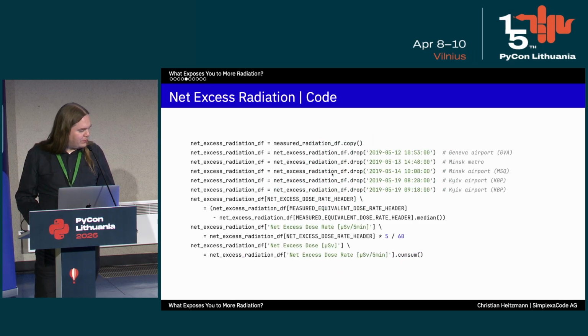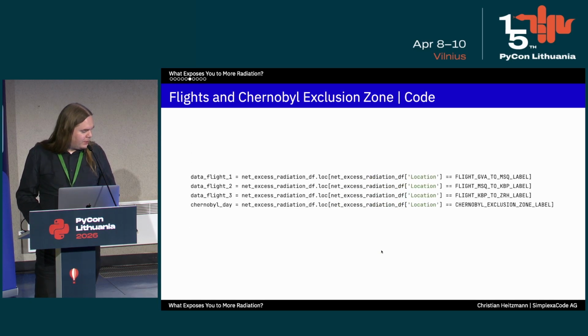This is how the source code looks like in Pandas. You see these are the spikes of Geneva Airport, Minsk Airport, and Minsk Metro. And then in order to get rid of the background radiation, I calculated the median. And then I subtracted the median from everything, and again I calculated the dose rate and the dose in microsievert per hour. And finally, I created a very nice multiplot where you can see the 3 flights in particular and in detail, and you can see the 3 days in Chernobyl exclusion zone.